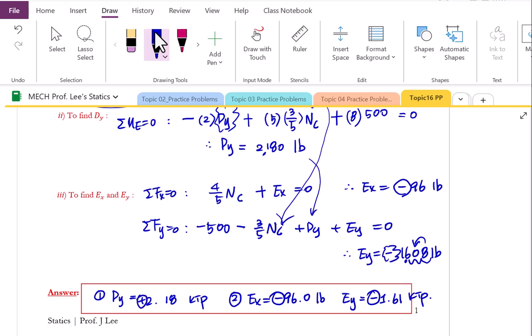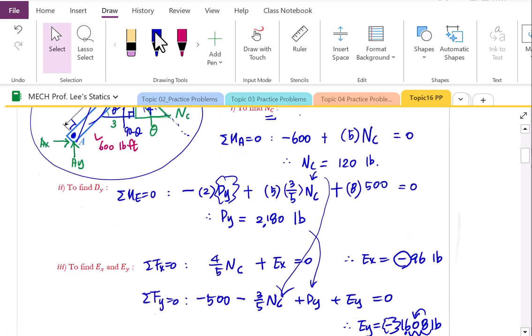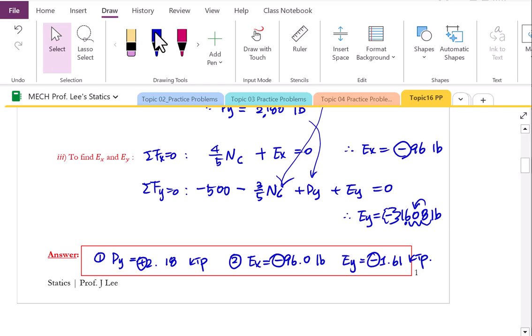And we do know how to interpret these positive, negative signs. So again, positive sign means same direction as we set in the free body diagram, but negative sign means opposite direction as we set in the free body diagram. That's how to interpret the signs from the answers.